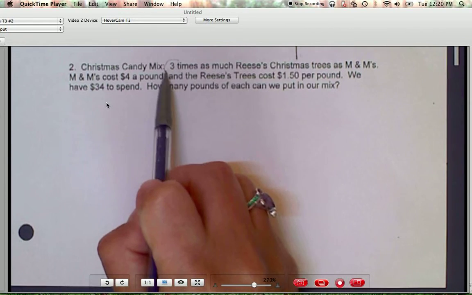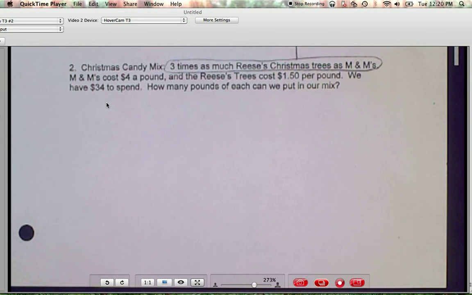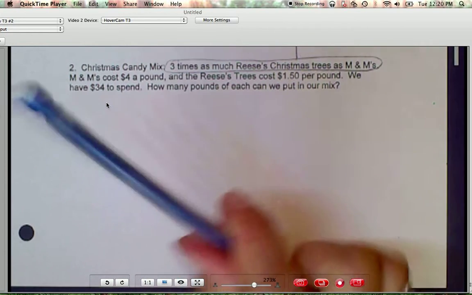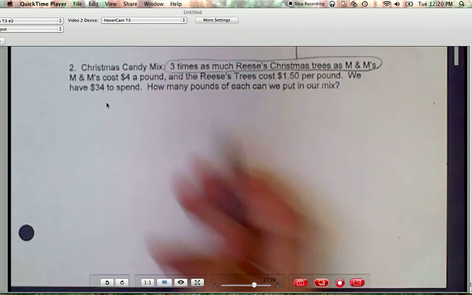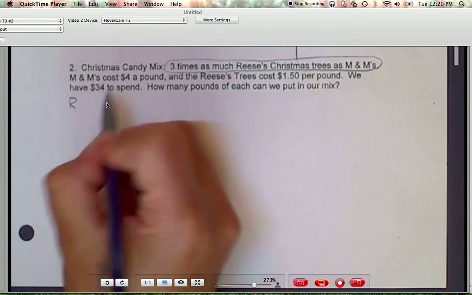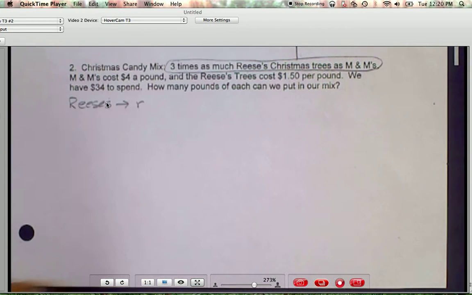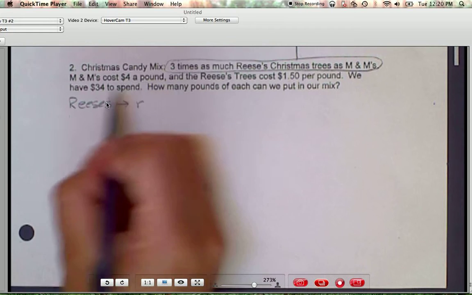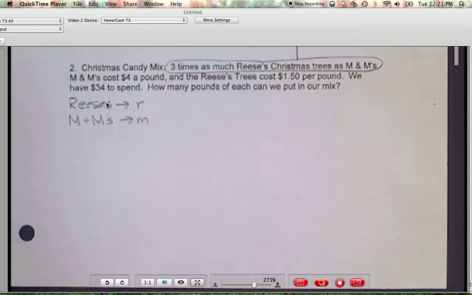So let's go one sentence at a time. Here's the first sentence. 3 times as much Reese's as M&Ms. Now, here's what we want to do. If we don't have variables already, we get to pick our variables. I like to pick them based on what they are. So I'm going to use R for Reese's, and I usually use lowercase. And then for M&Ms, what do you think I'll use? Of course, we'll use M for that one.